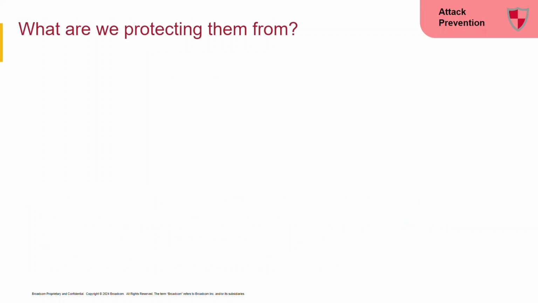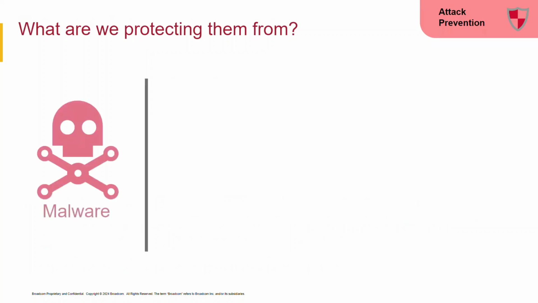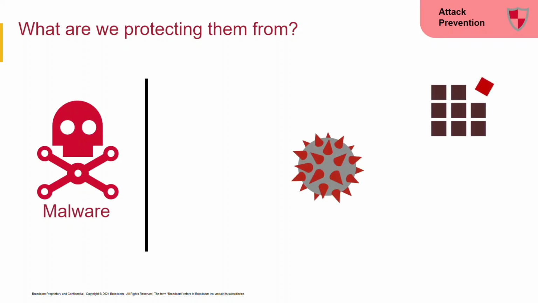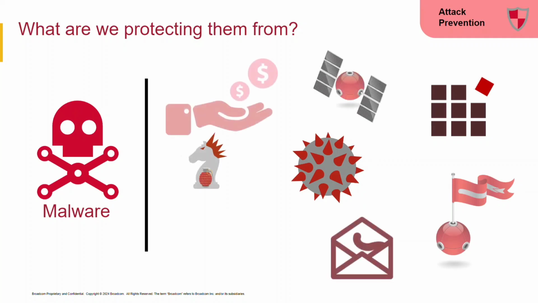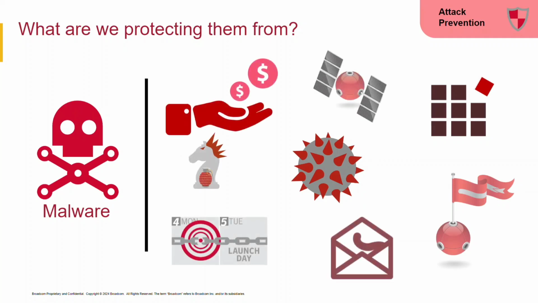What are we protecting endpoints from? In a word, malware. Things like unauthorized file process, registry modifications, keyloggers, trojans, worms, spyware, ransomware, and zero-day vulnerabilities. All of which are tools that malicious actors employ to take control of computer systems, gain access to networks, steal information, and damage or destroy critical data.